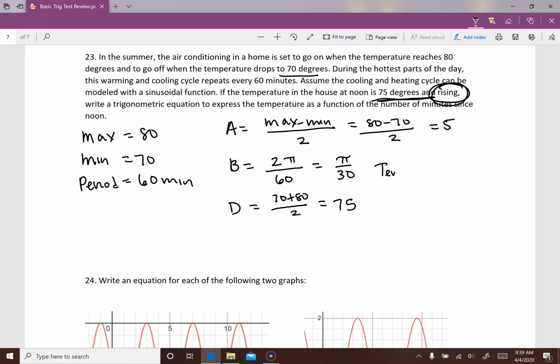We've got our temperature is going to be equal to positive sine because it's rising when it starts, and it's going to be a 5 sine because 5 is our amplitude. And then our period is pi over 30. I'm going to use t for time. And then we're going plus 75. Notice that 75 is our midline. It's also our D. It's a good way to check that.